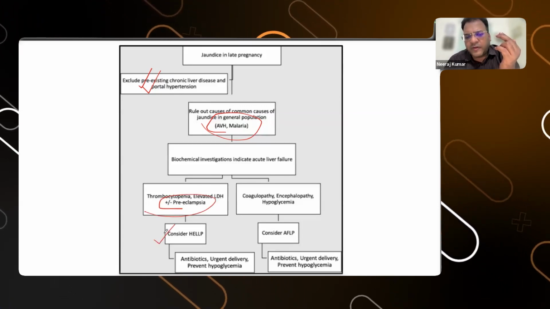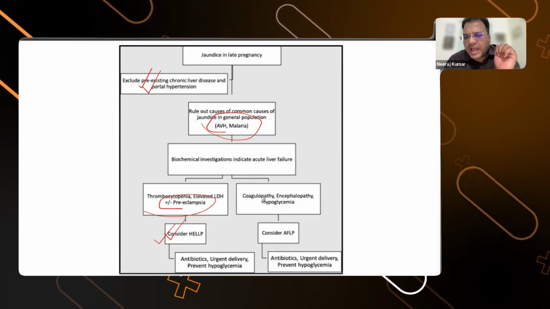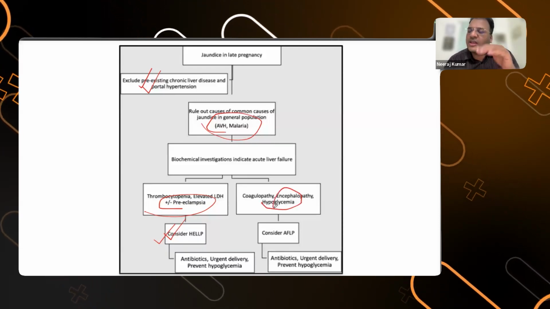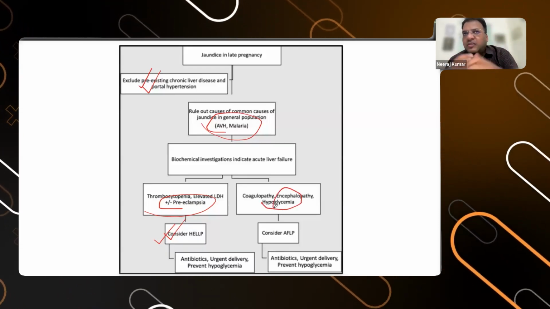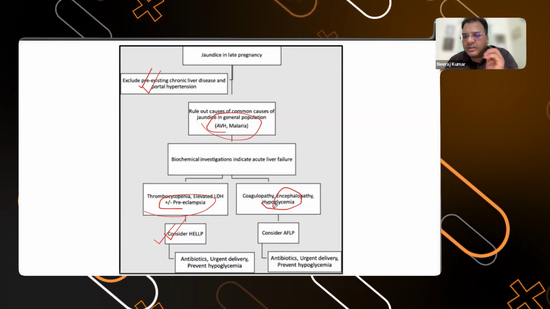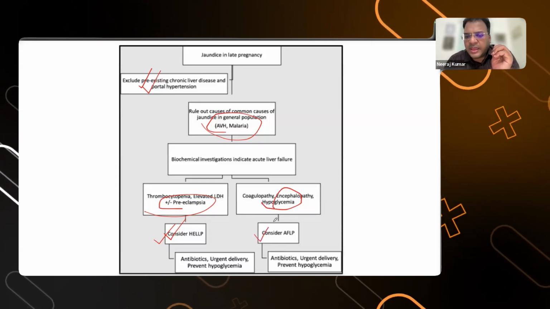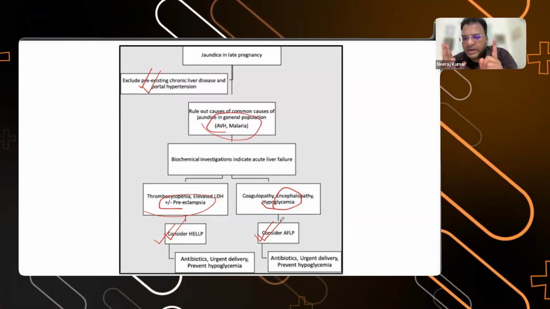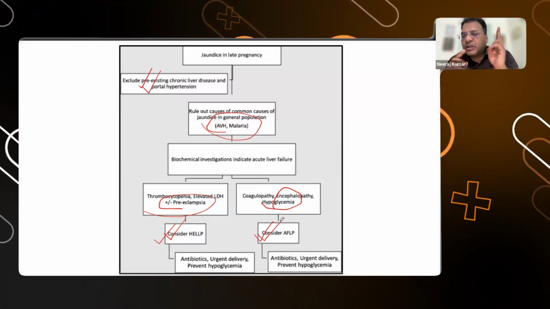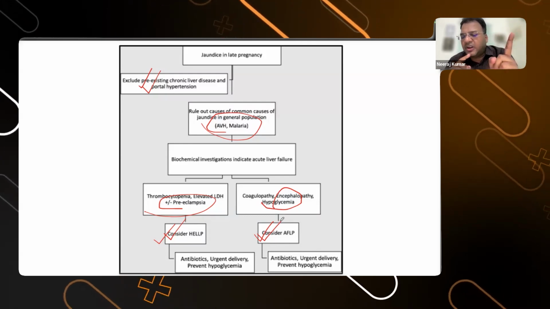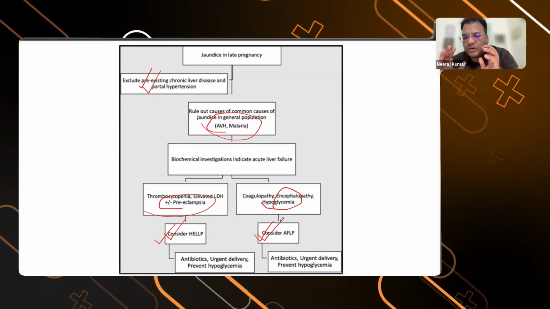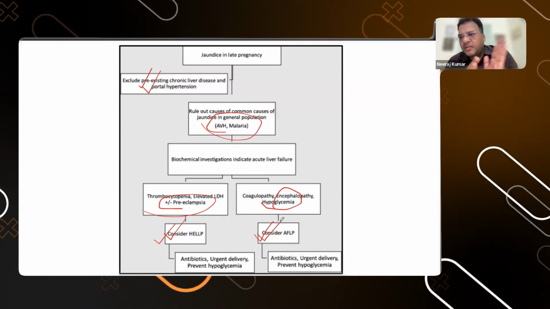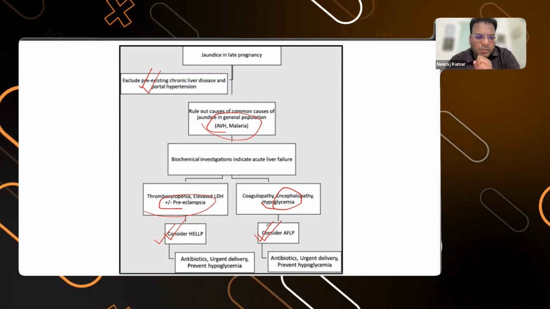So I will think of HELLP. First, if the patient has hypoglycemia with encephalopathy, ammonia is very high, and then the patient is going into DIC, I will think of making a diagnosis of AFLP in this patient. Both have different sets of management, but the important thing is both require urgent antibiotics and urgent delivery, and you have to take care of hypoglycemia, because if seizure occurs, the prognosis will worsen.